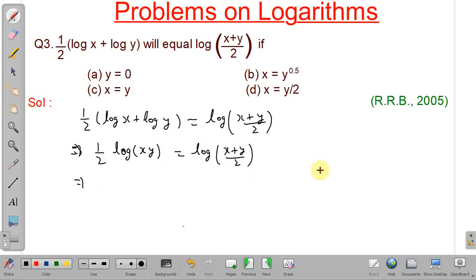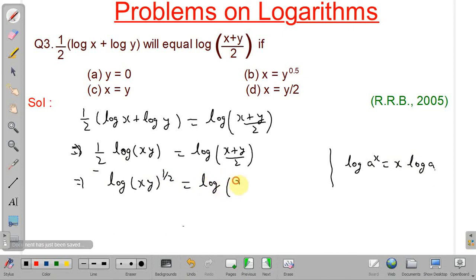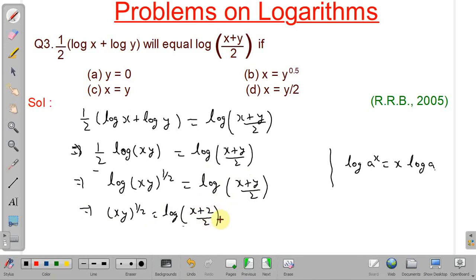Now, as we know, log of a to the power x is equal to x log a. So this half will go into the power, so log of (xy) to the power 1 by 2 is equal to log of (x plus y) by 2. So taking anti-log on both sides, we will get (xy) to the power half equal to (x plus y) by 2. Sorry, the log will go out because we have taken anti-log.